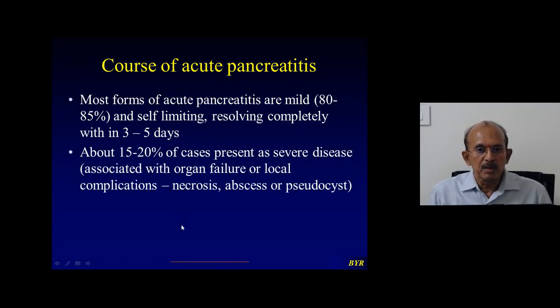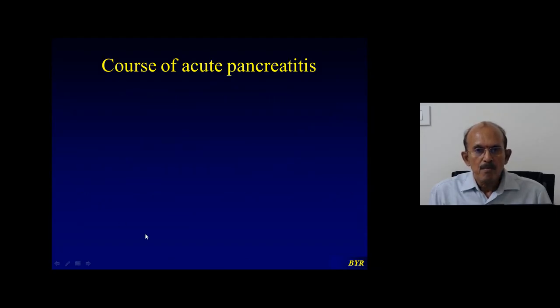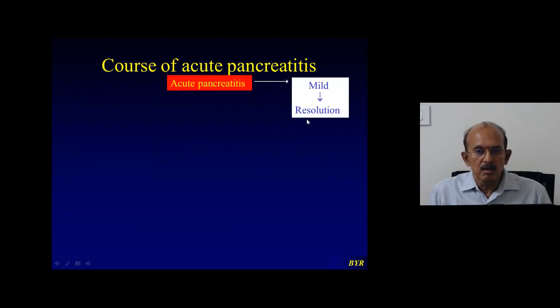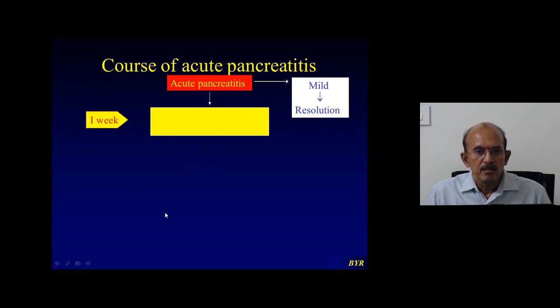About 15 to 20% of the cases present as severe disease associated with organ failure or local complications. Mild acute pancreatitis resolves; that occurs in 80 to 85% of the cases. In the first week, in the remaining cases, there will be pancreatic inflammation, cysts and MARS. This can occur in the first week.